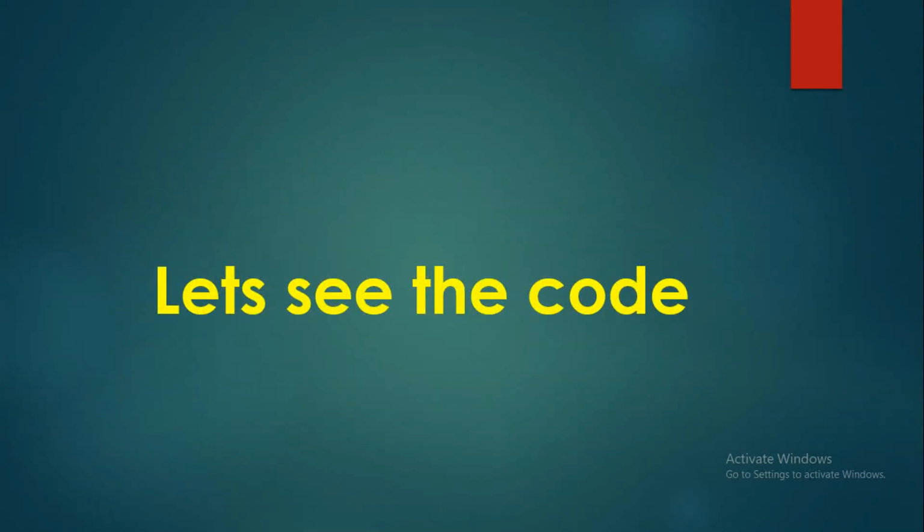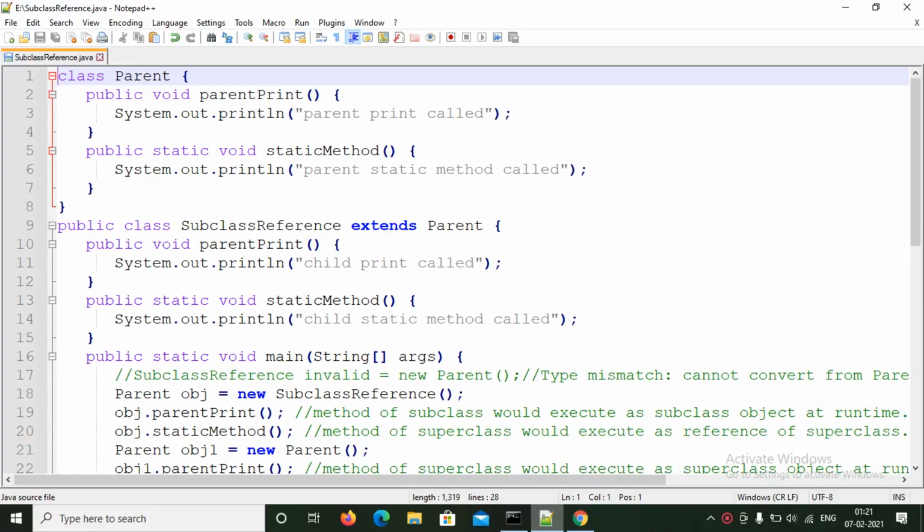Let's see the code for how we can implement these things. Let's see the example of understanding superclass references to subclass object. First of all, for the superclass we create a class Parent, and inside the parent we take a method, public void print, and then print "parent print called", and again take a static method, public static void static method, and then print "parent static method call".